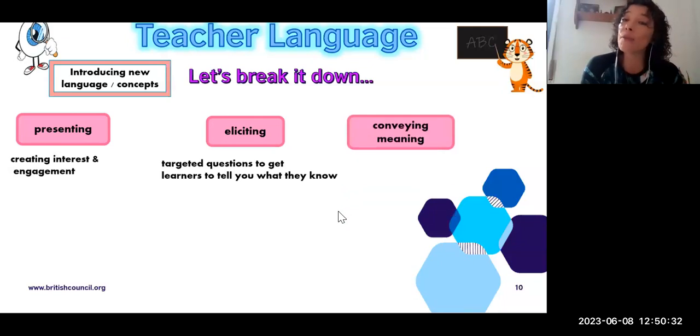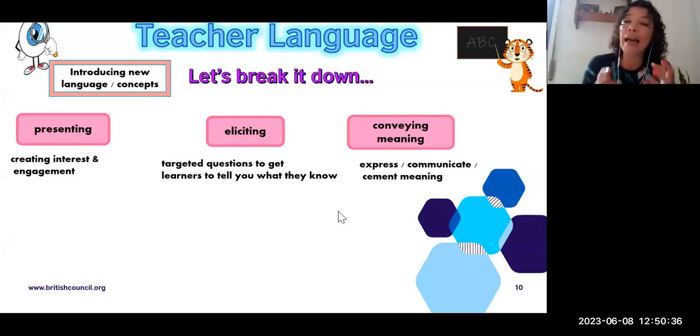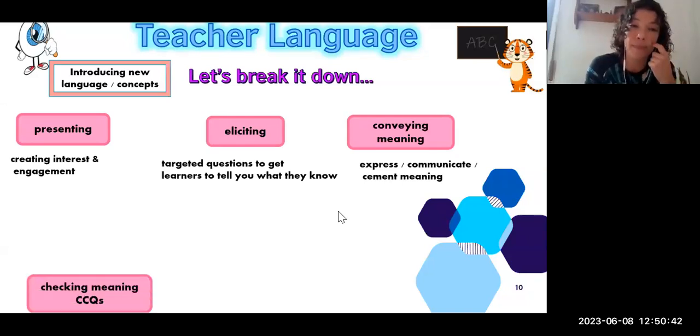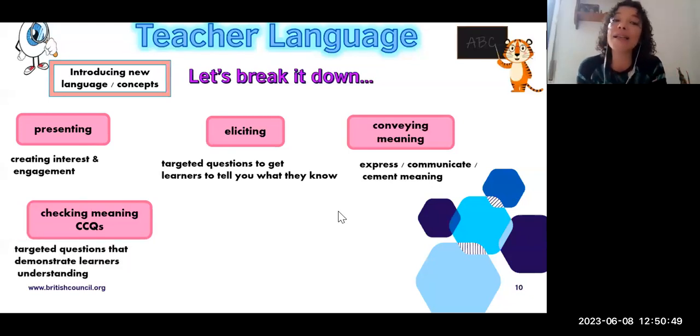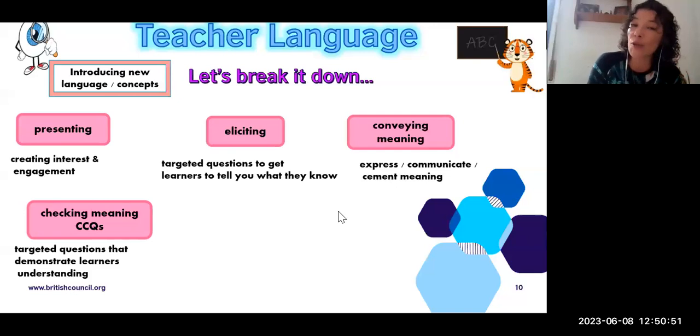Then we need to have some sort of conveying of the meaning. So this is where we express or communicate an aspect of the meaning to really cement their understanding so that it's clear for them. Which we then follow up with checking the meaning. So these again are our targeted questions that demonstrate that learners understand as well, or are clear.